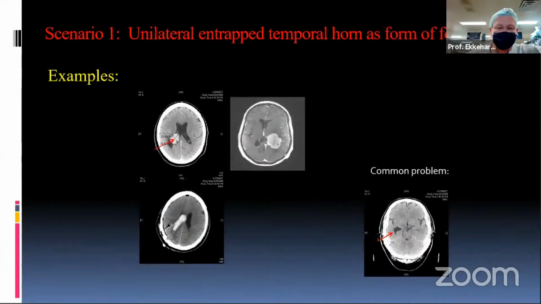This is how three of these examples look. On the upper left, you see a meningioma of the atrium. On the upper right, you see a solitary fibrous tumor of the choroid plexus. You see a post-surgical hemorrhage, which can also happen spontaneously. And all these lesions have in common that you get a unilateral entrapped temporal horn, which may be symptomatic.